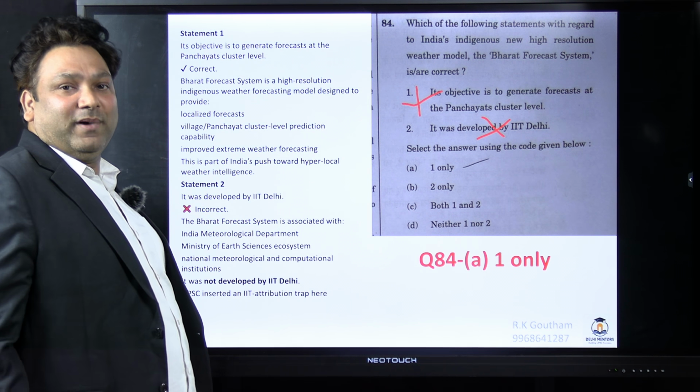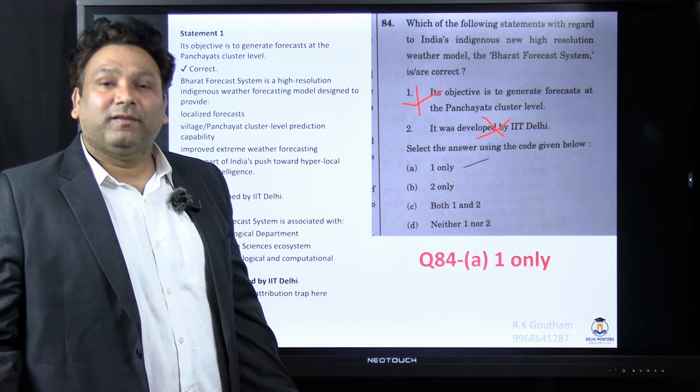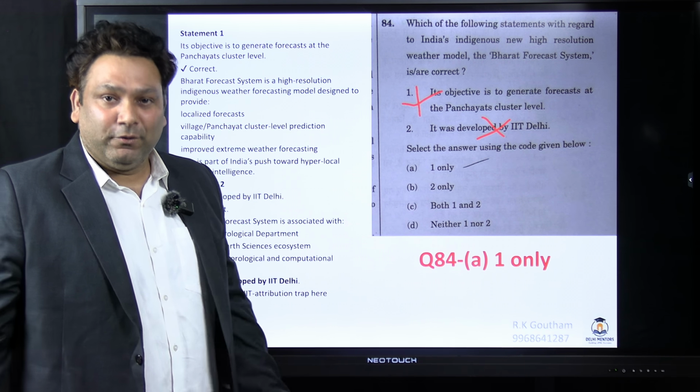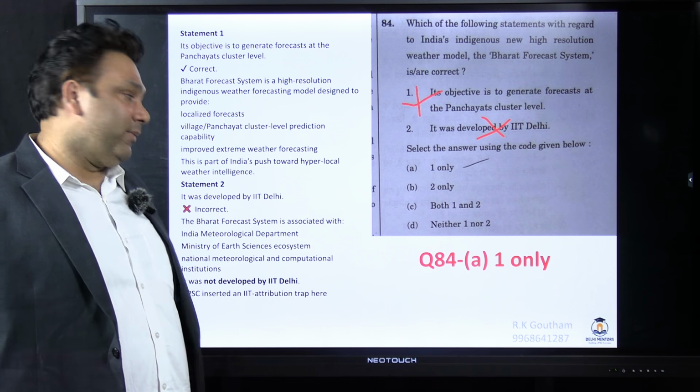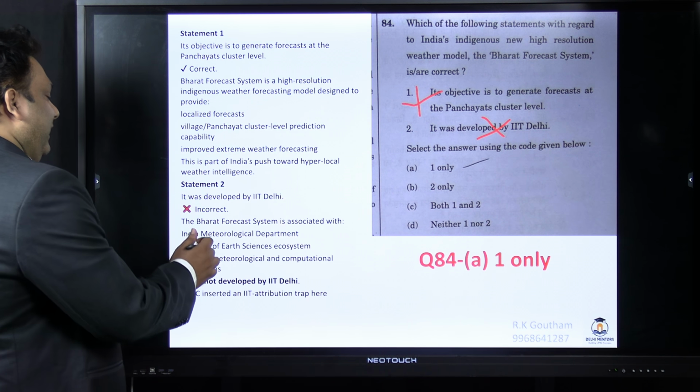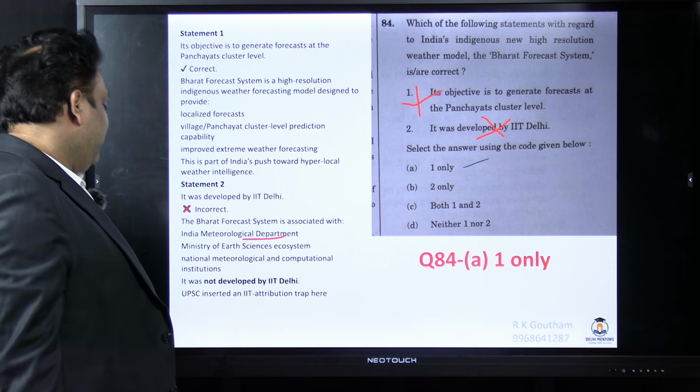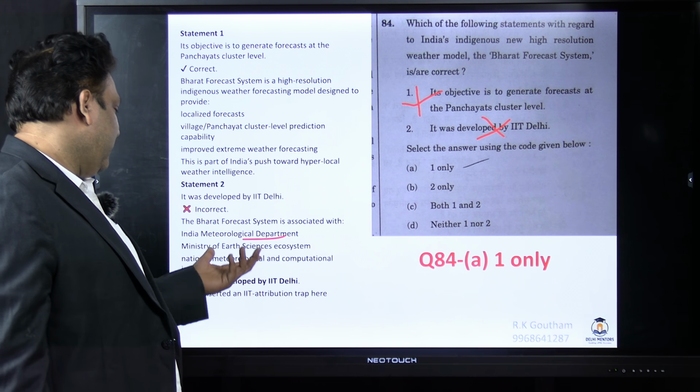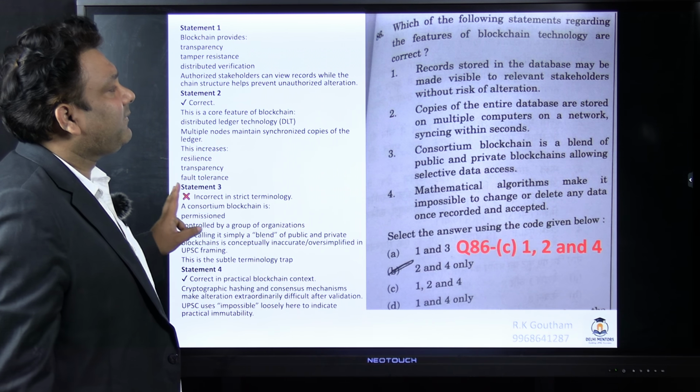In fact, ऐसे बड़े systems के लिए super computers लगते हैं and बहुत सारा funding चाहिए होता है, सिर्फ IIT संभाल नहीं पाता है. So it is developed by Indian Institute of Tropical Meteorology and Ministry of Earth Sciences.